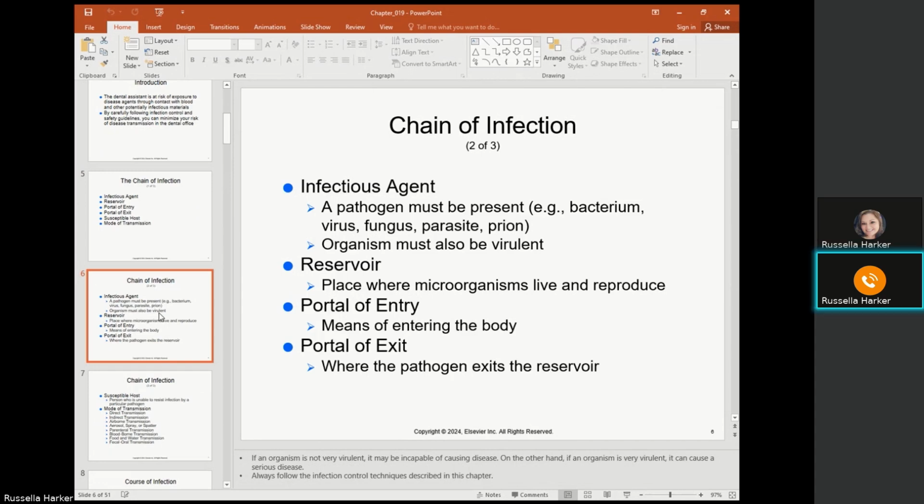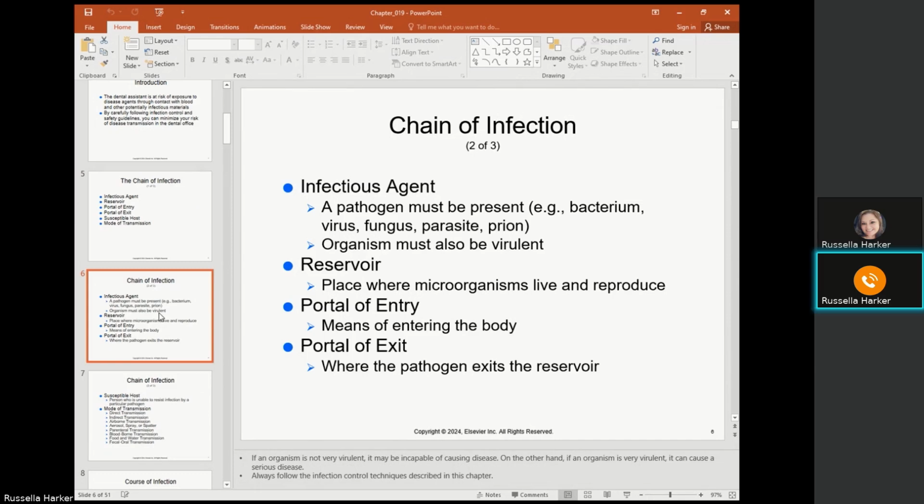Our number 2 link is the reservoir. That's where the microorganisms live and reproduce. It has to have somewhere like the mouth, the body, or our hair, somewhere for the reservoir to live. The portal of entry is where it enters our body. Like when we're coughing and spewing out all of that sputum and bacteria, other people are inhaling it. When they're inhaling it through their mouth or their nose, that's their portal of entry. Portal of entry isn't always the mouth and nose, but those are very good examples. And in dentistry, the best examples are the mouth, nose, or eyes.